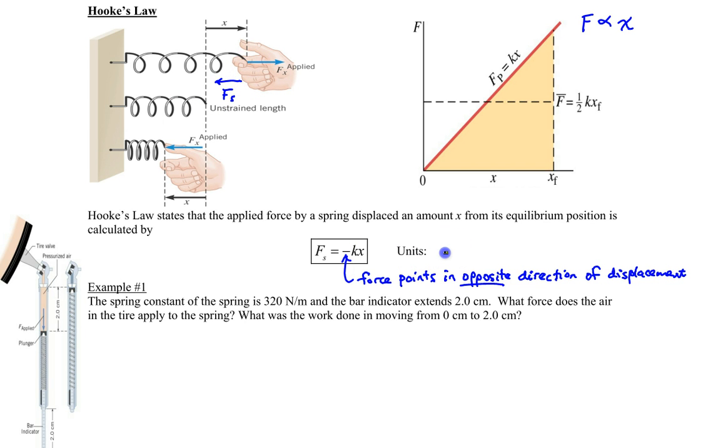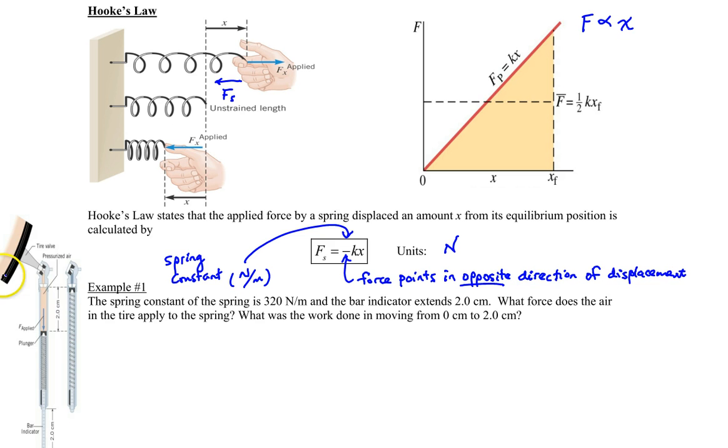The units of the force is newtons, but just as an aside, k is known as the spring constant, sometimes called the force constant as well. And this has units of newtons per meter typically. So let's take a look at example number 1.